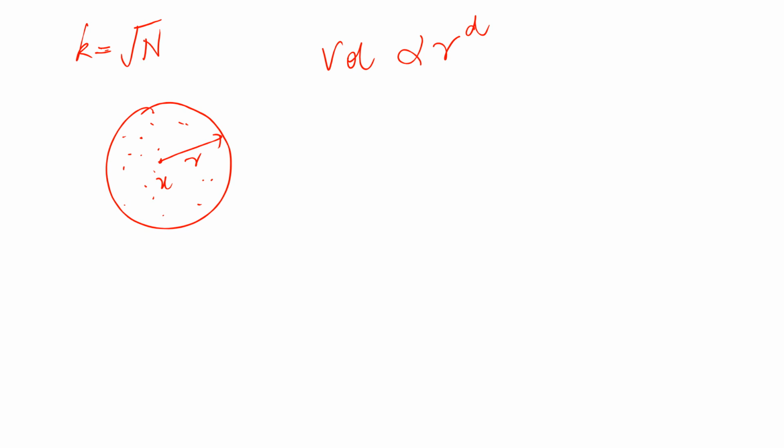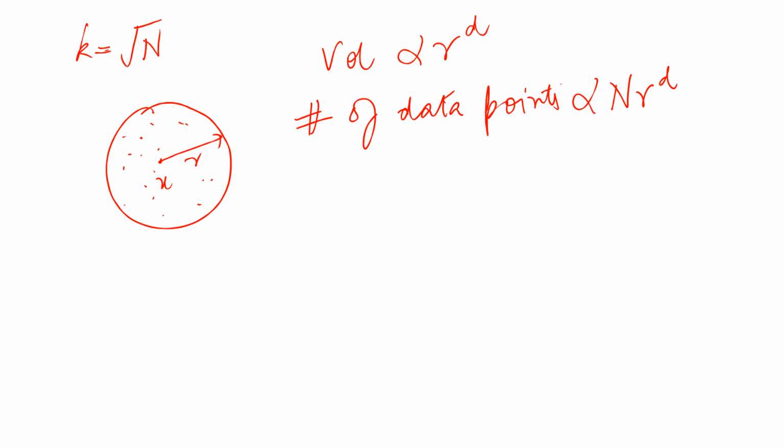whatever the dimension of the data. Now, the number of data points in this region will be proportional to N R^D. And the probability of being in this region: this data comes from some distribution, so the probability of landing in this region is this thing times the probability of that. And we want this number, the probability of something times N R^D, to be equal to square root of n.